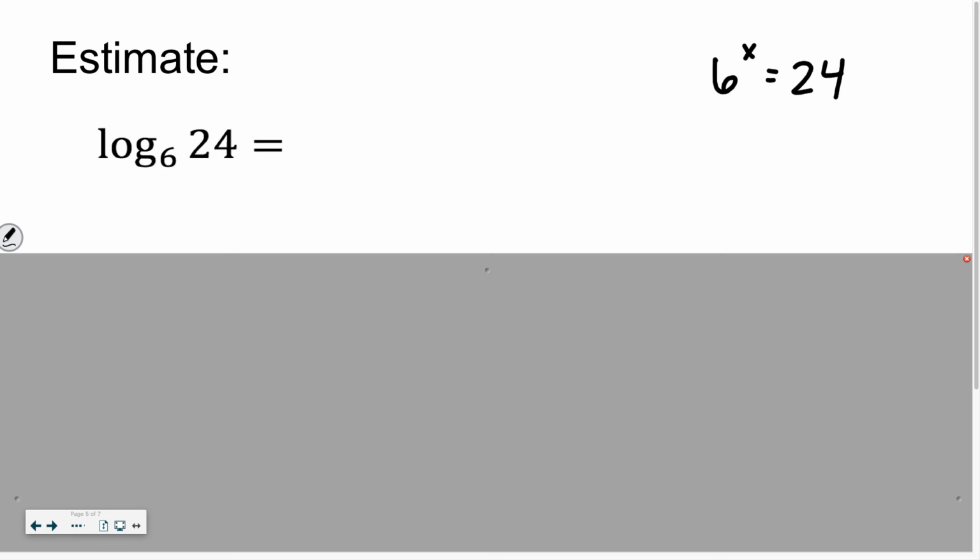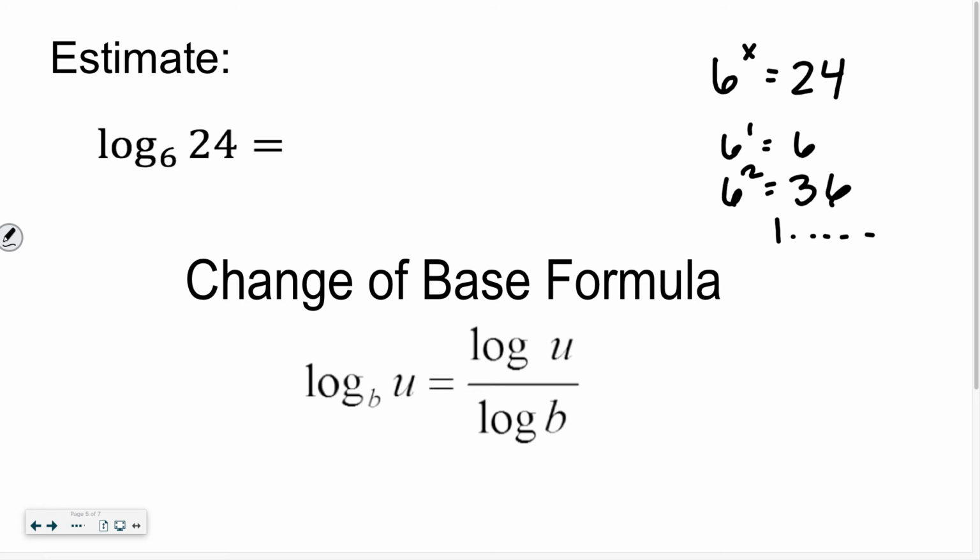1 and 2, okay? 6 to the first is 6. 6 squared is 36. I'm going to say it's probably past 1.5 because 24 is closer to 36 than it is to 6. So it's like 1 point something, right? We at least know that. Maybe I'll estimate it like 1.6 or 1.7.